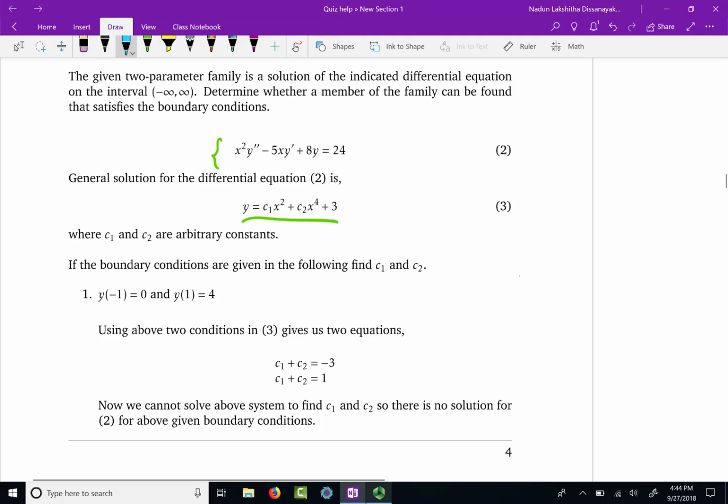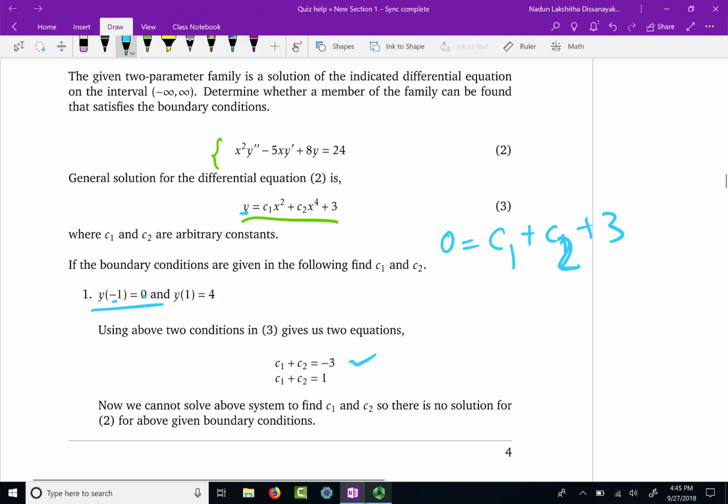Now, what do we need to do? We use these conditions so that we can find C1 and C2. The first condition says when x is equal to -1, y is 0. So if you substitute that, -1 squared is 1, so C1, plus -1 to the power 4 is 1, so C2 plus 3. So that means C1 plus C2, my bad, here C2 is -3. That is how I get this equation.